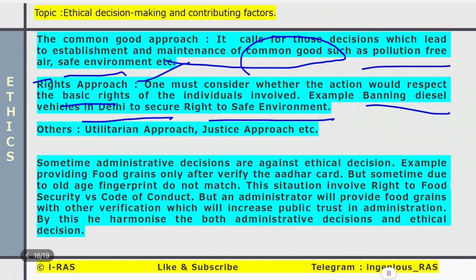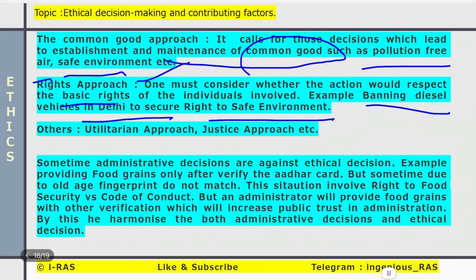Other one, utilitarian approach, justice approach, and Gandhi's talisman. He gave a talisman that whenever you're taking a decision, think of the last man in the last hierarchy. If he feels that this decision will make a difference in his life, then you should take this decision. Otherwise, you should not take the decision.